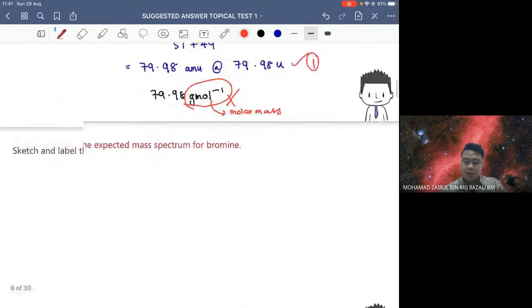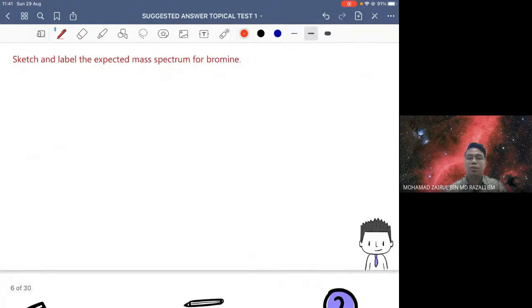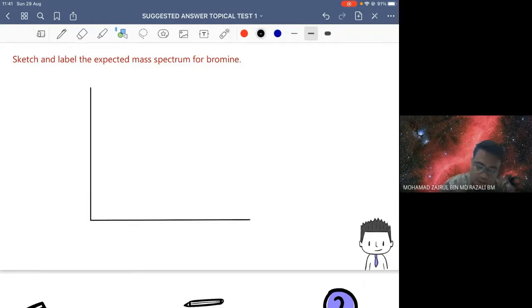Alright, so the third part of the question is to sketch and label the expected mass spectrum of bromine. Dia dah bagi maklumat tadi, kita tengok dalam mass spectrum, kita ada 2 axis, Y axis dan X axis. Okay, kita lukis dulu kita punya axis. So ini kita punya Y dan ini kita punya X.